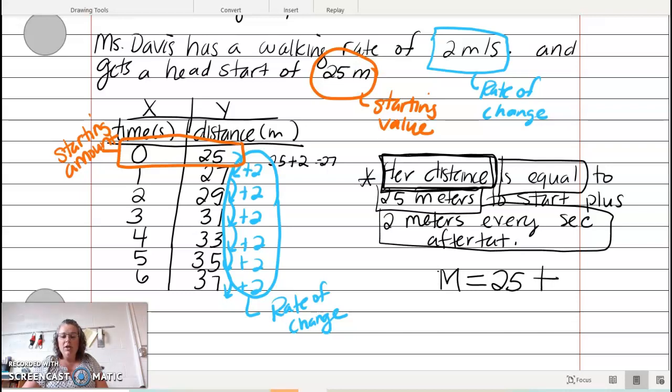Well, how would we write 2 meters every second? Well, it's like that rate of change. We know it's 2 meters every second. I don't know how many seconds there are, so I'm going to give that a variable. Time, seconds, we'll put in a little s here for seconds. So we actually just wrote an equation that says a lot. And then in math, what we like to do is change this around so that we have our variable, our rate of change listed first, and then our head start. So I'm going to put the 2 meters per second plus the 25 meter head start. And I'm going to get out my colors again here.